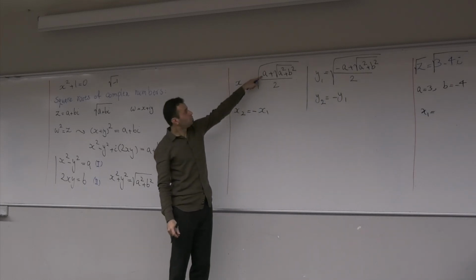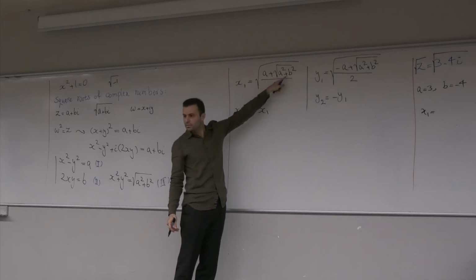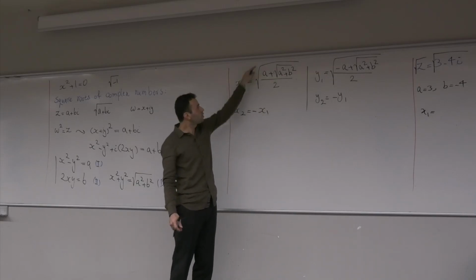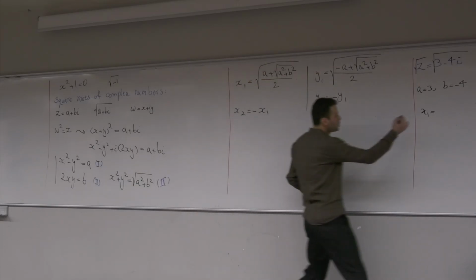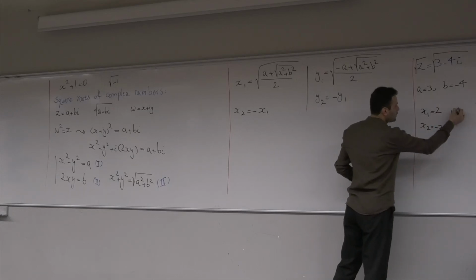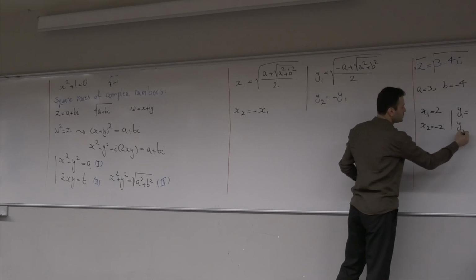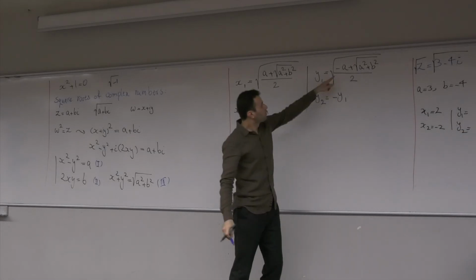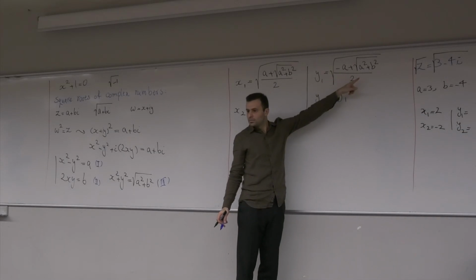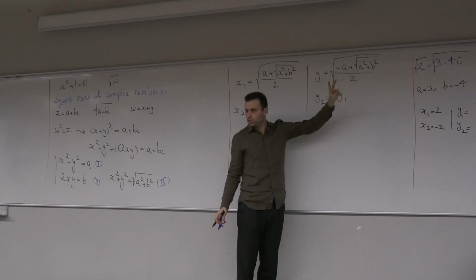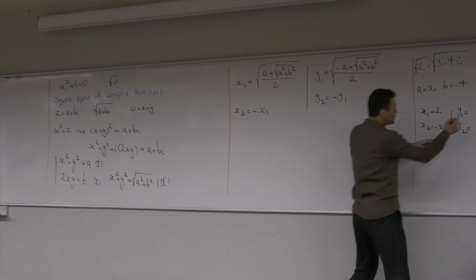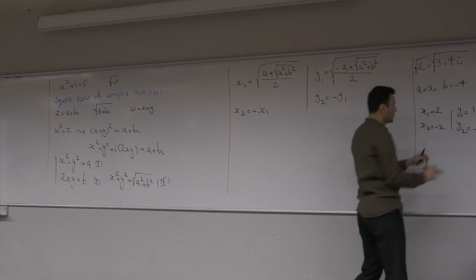5. A plus 3 plus 5, which is going to be 8, divided by 2, 4. Square root of 4, 2. So our x1 is 2, our x2 is minus 2. What about our y1 and y2? We have minus 3 plus 5, right? Which is going to be 2, divided by 2. 1, square root of 1, 1. Which means that y1 is going to be 1 and y2 is minus 1.